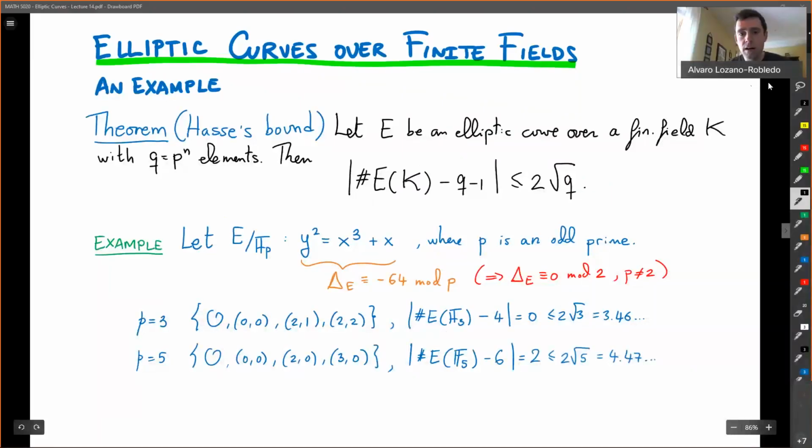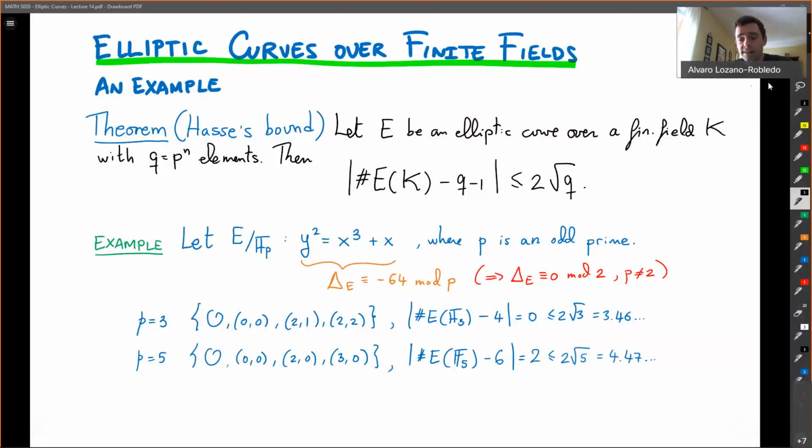Welcome back. I realized that I didn't have a single example of an elliptic curve over a finite field in the previous lecture about elliptic curves over finite fields, and there were no examples. So I just wanted to give one example and discuss a couple of interesting things that come out of this. So remember that the Hasse bound gives you an estimate.